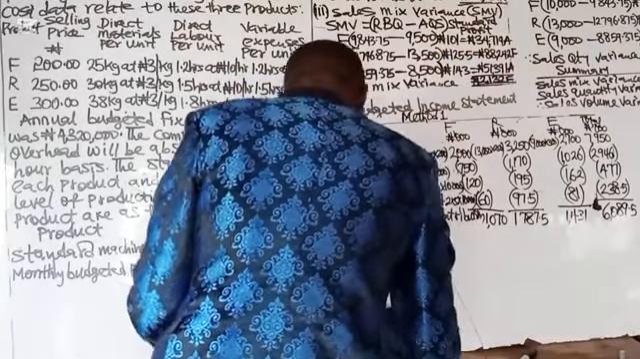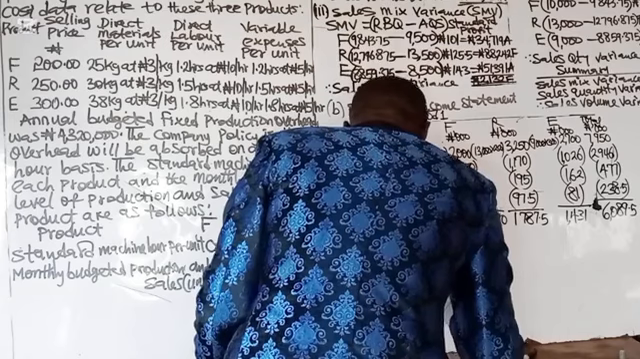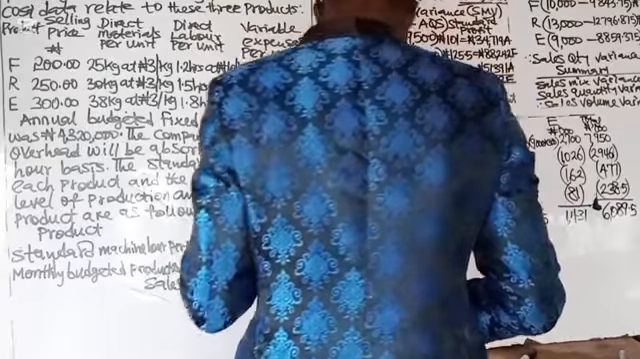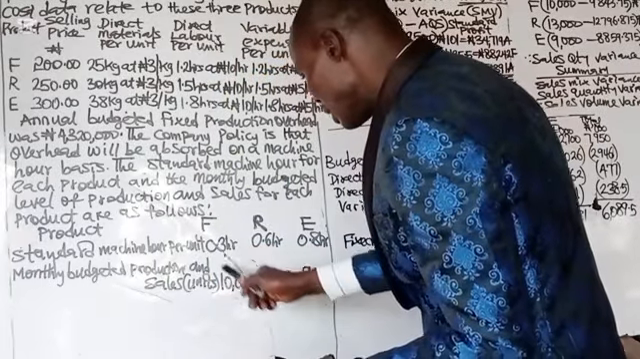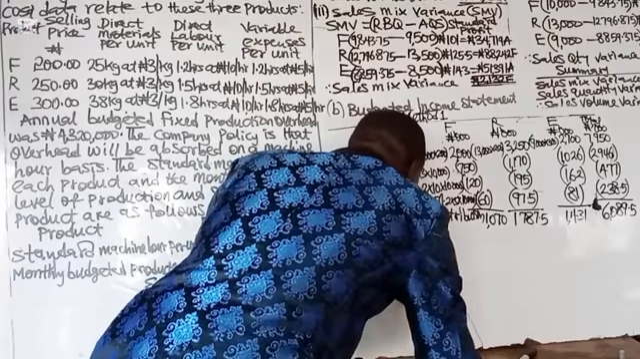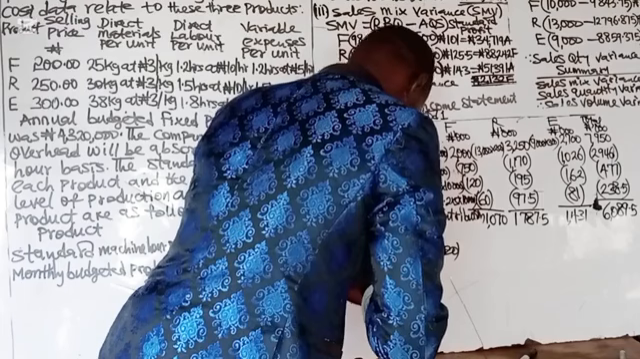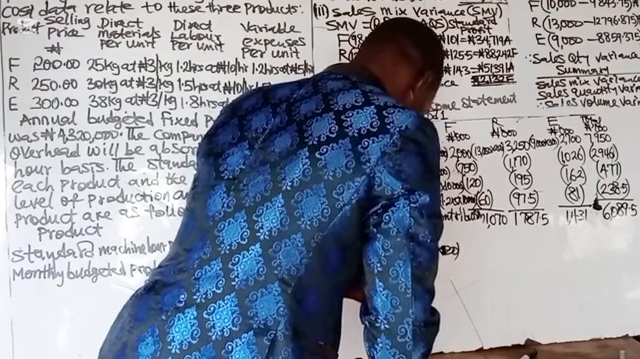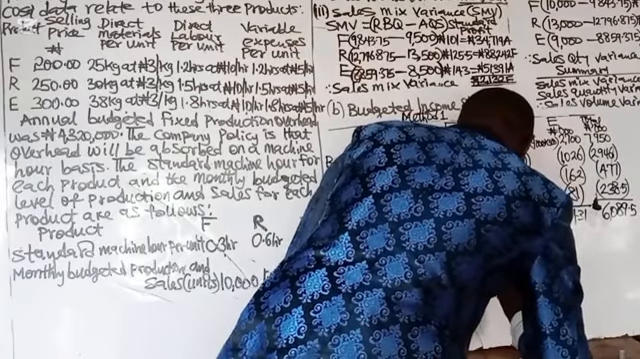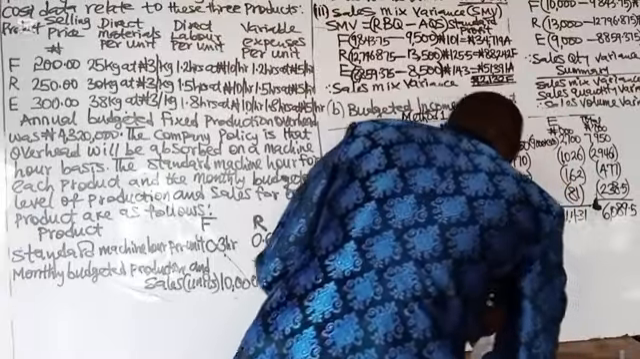Then from this, you less fixed overheads absorbed. Our overhead absorption rate is 20 naira per machine hour. The machine hours for F will be 0.3 times 10,000 times 20 naira. So we have 60,000. If you subtract 60,000 from 1,070,000, you'll be left with 1,010,000. That is the budgeted profit.